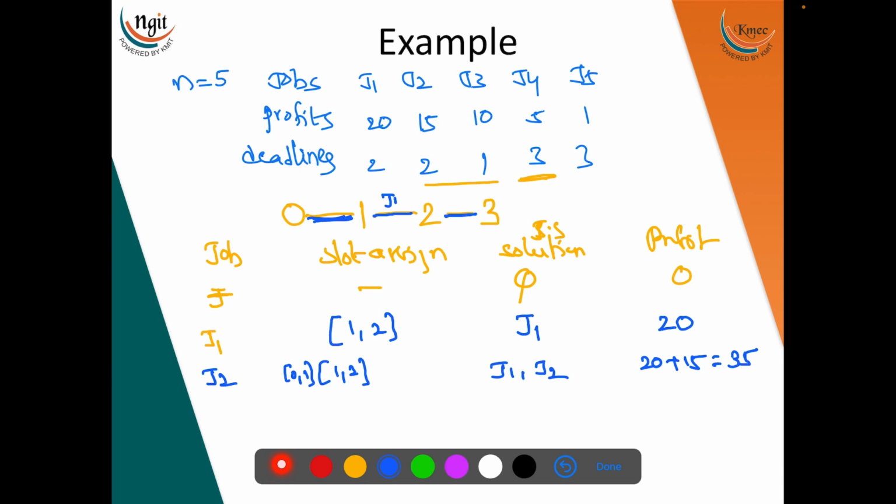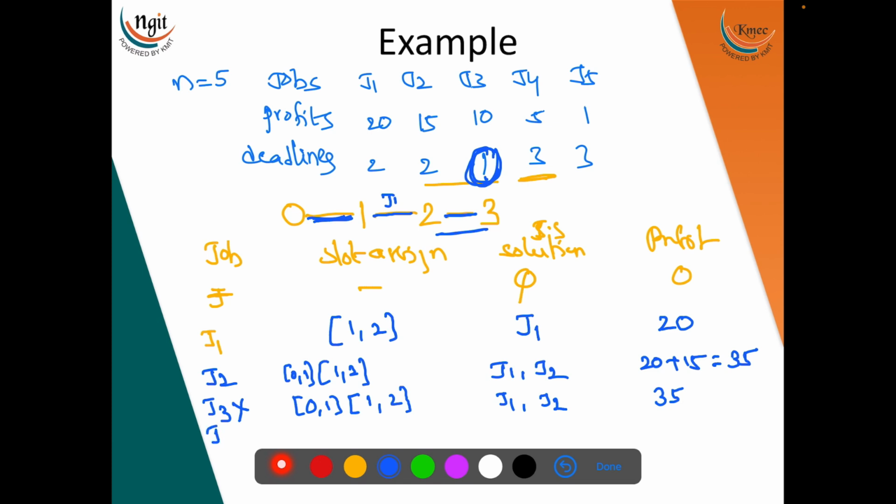Now let's see whether J3 can be included. If I include J3, it can wait only 1 hour of time, so it would need the first slot. Obviously you cannot place J3. Hence J3 is rejected, because the 0 comma 1 slot is occupied and the 1 comma 2 slot is also occupied. So I can process only J1 comma J2 with the profit of 35.